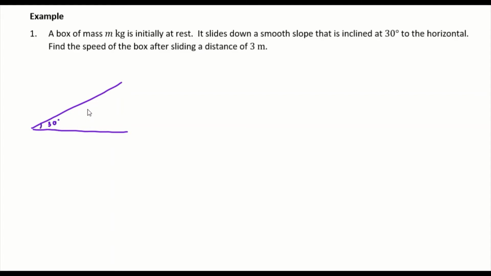So question 1 is to find out the speed of the box after sliding a distance of 3 meters. Okay, so which means this is like 3 meters sliding down. So this is the box of mass m kg. So this is mg. So I know that we have the normal reaction, then this is going to be 30 degree. Okay, so that's basically the idea, and the question didn't mention the other force.